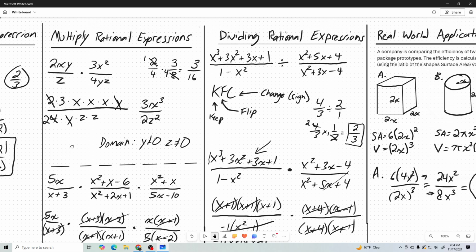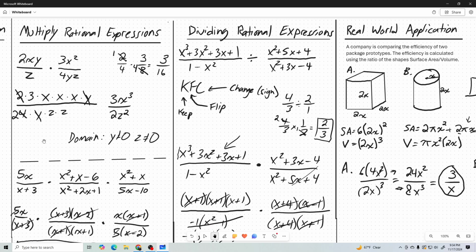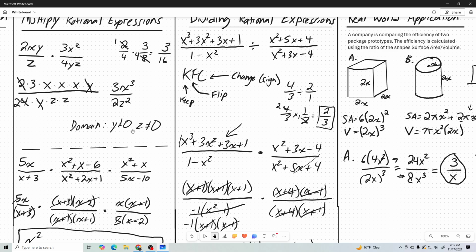All right. Multiply rational expressions. So if we have 2 rational expressions here, we have 2xy over z multiplied by 3x squared over 4yz. I kind of explained that when we multiply rational expressions, it's just like when we multiply fractions. We can take out anything they have in common, right? And then, of course, we still have to establish the domain.